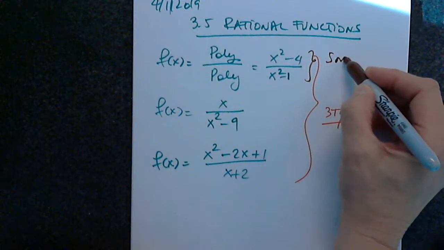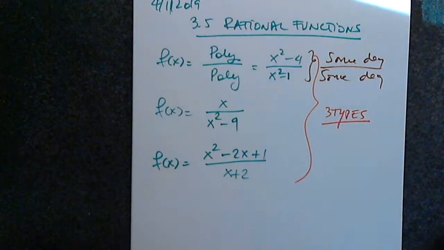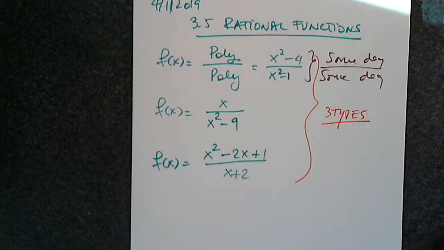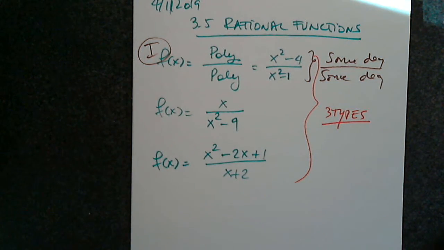Same degree divided by the same degree. It doesn't have to be squared over squared. It can be cubed over cubed. It can be degree 1 over degree 1. Excellent. That's the idea. Same degree. Okay, what can you say about the second type? And I'm going to call this type 1. Any same degree over same degree, let's call it type 1 so we know what we refer to. Excellent.